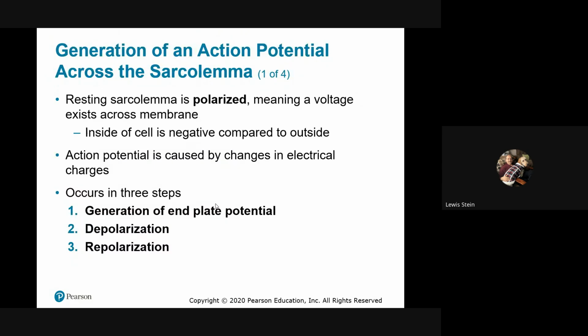So, in general, resting sarcolemma is polarized. We know what that is. Distinction across the membrane, not in the interior or exterior, but directly across the membrane, more negative on the inside, positive on the outside. We did this endlessly.